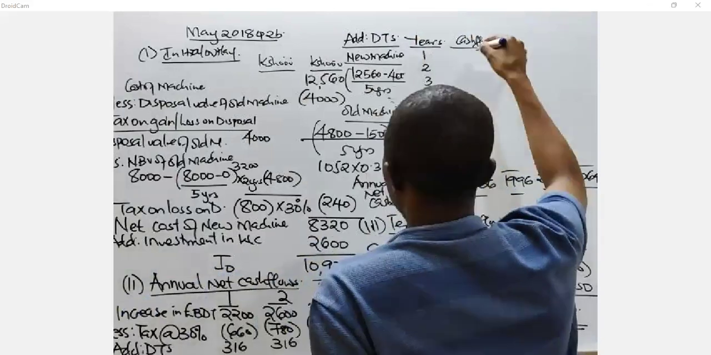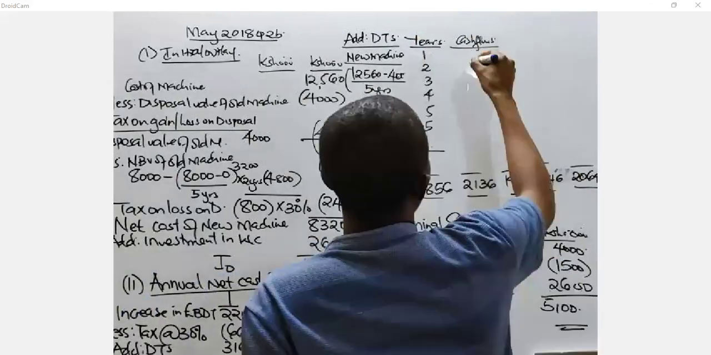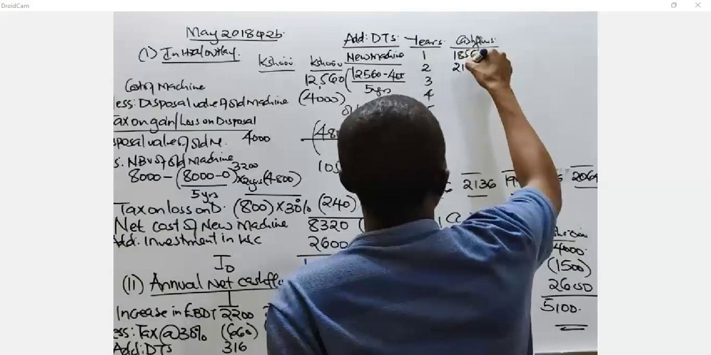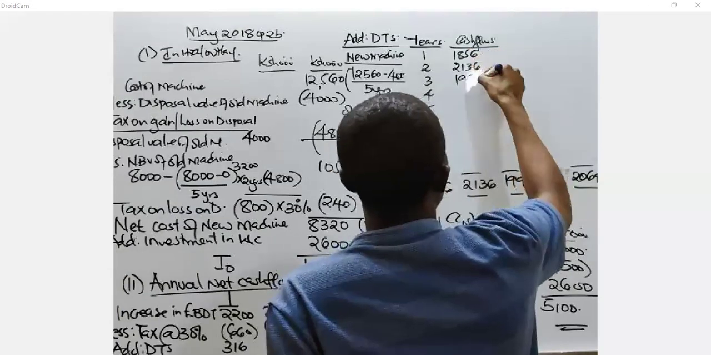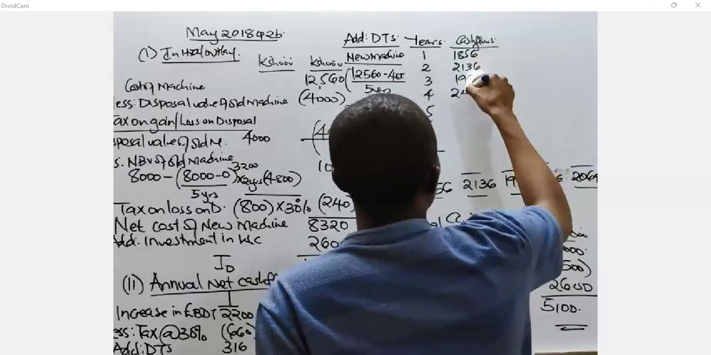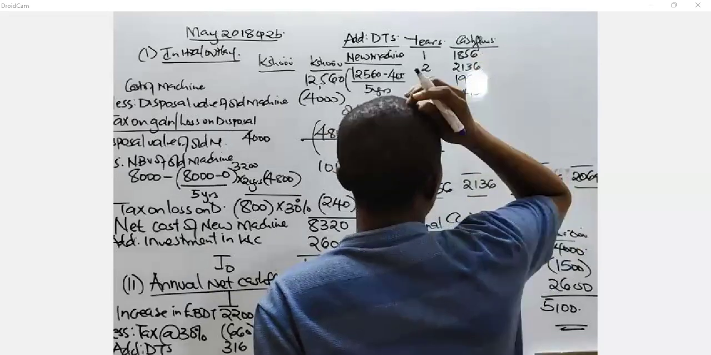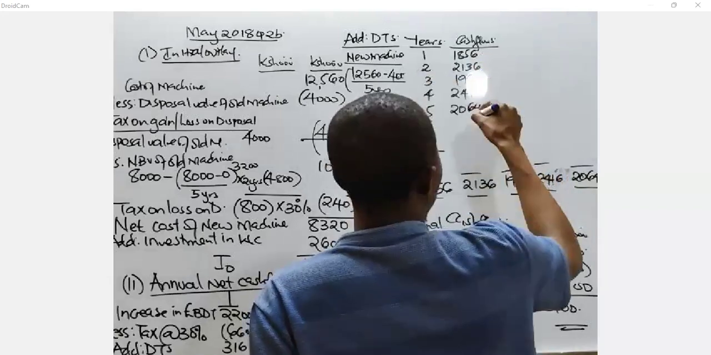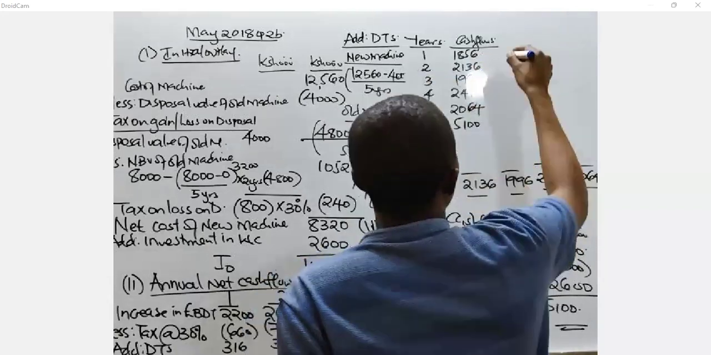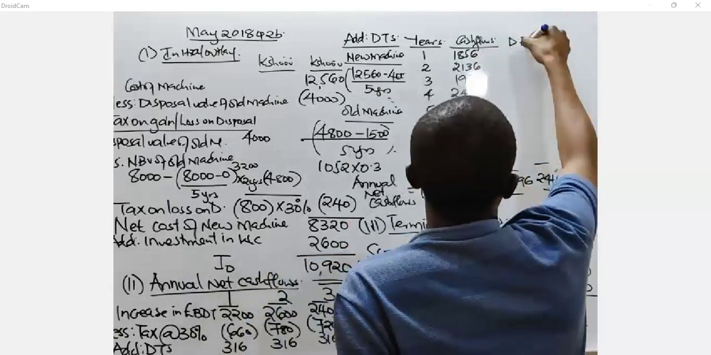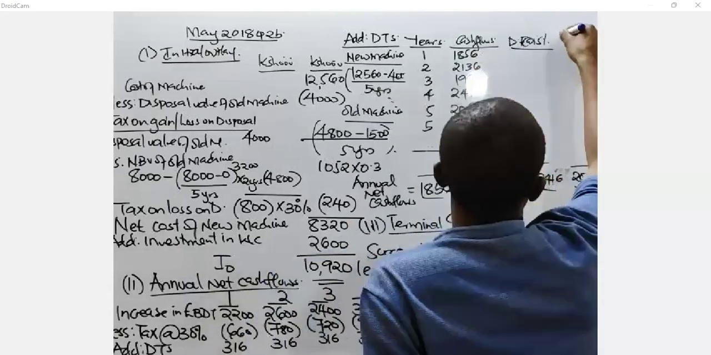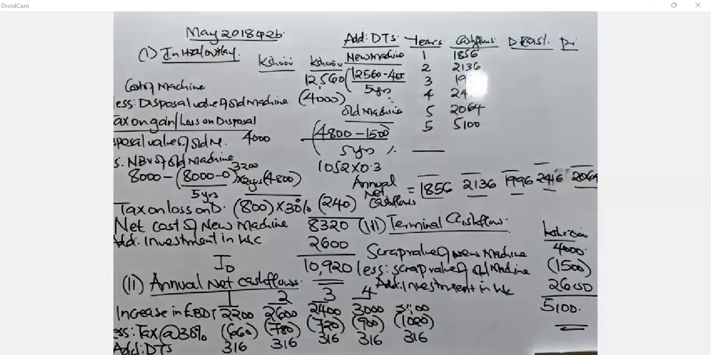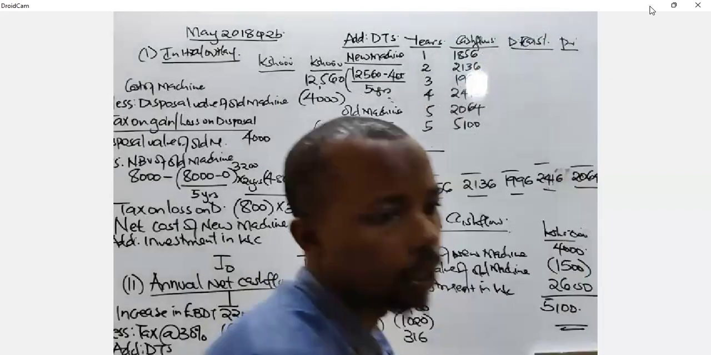So the cash flows, we have 1856, 2136, 1996, 2416, 2064, then 5100. Discount factor at 15%, we get our present values. Correct? We are up to that point, yes.